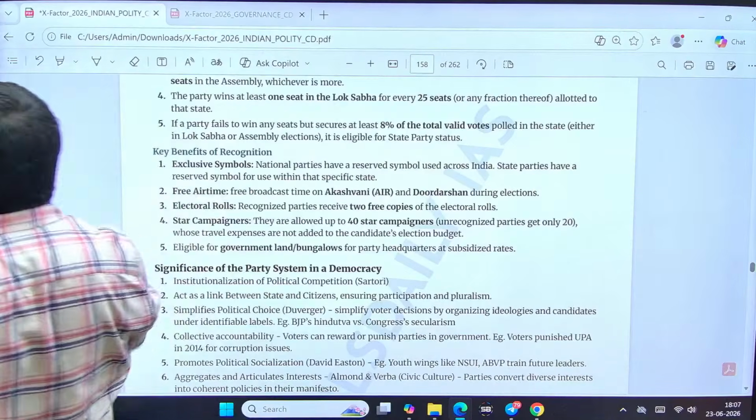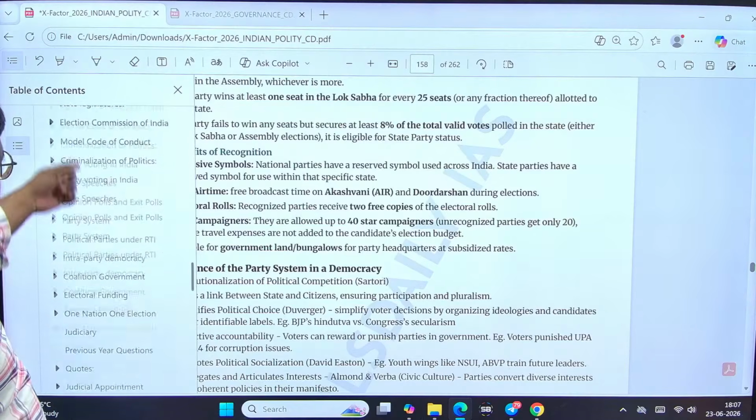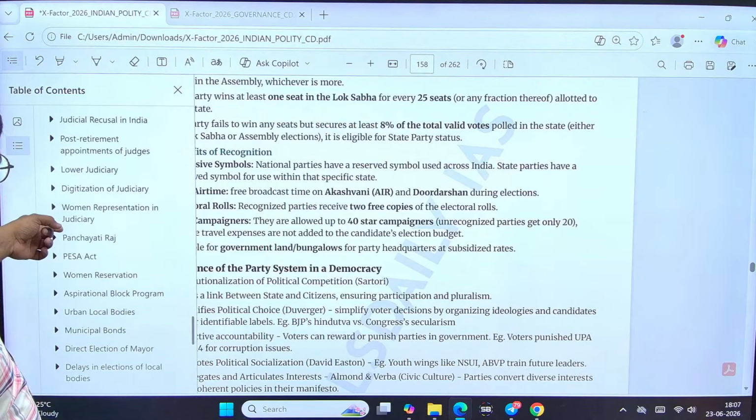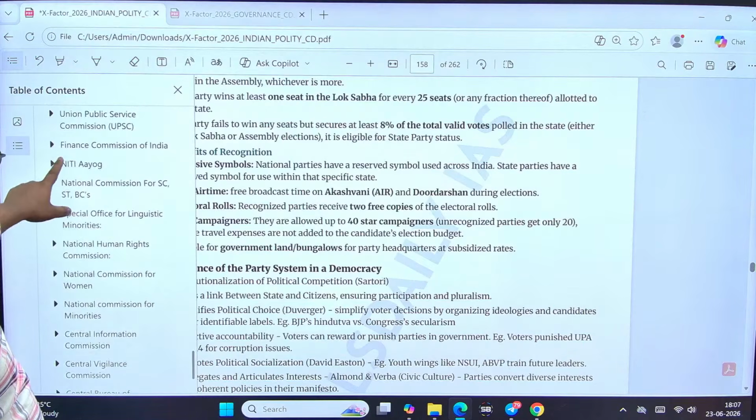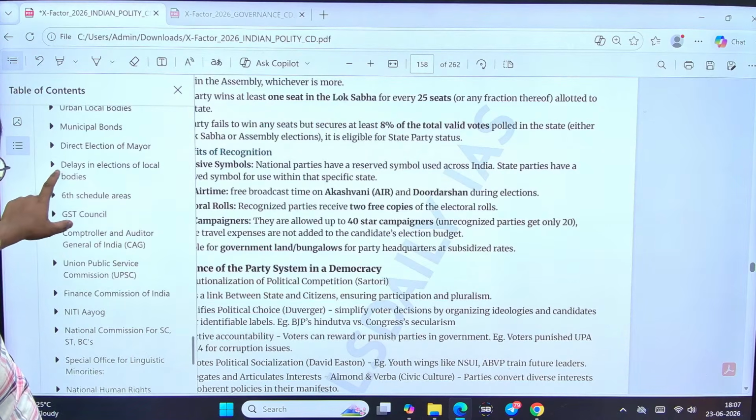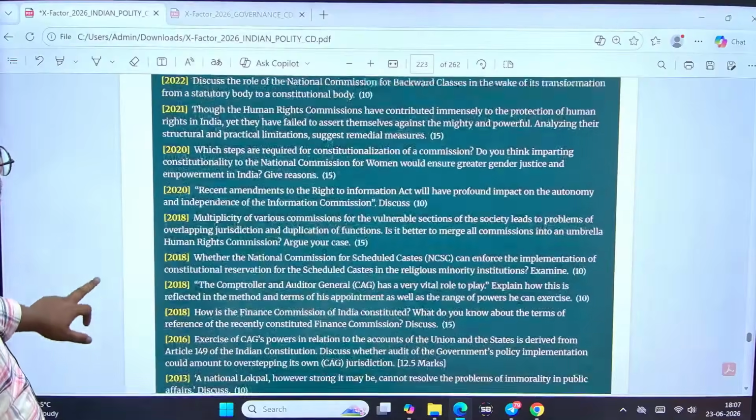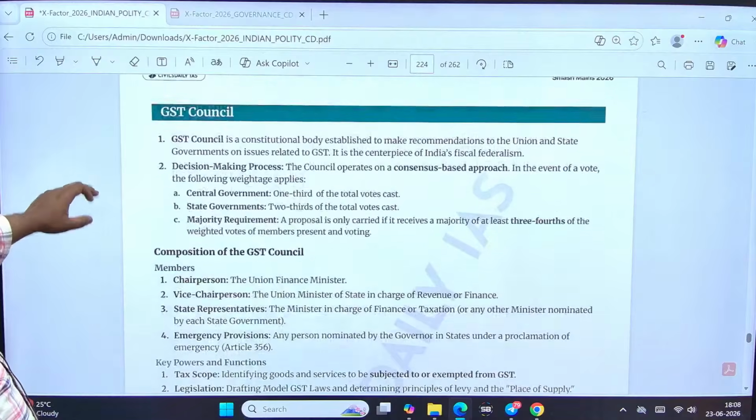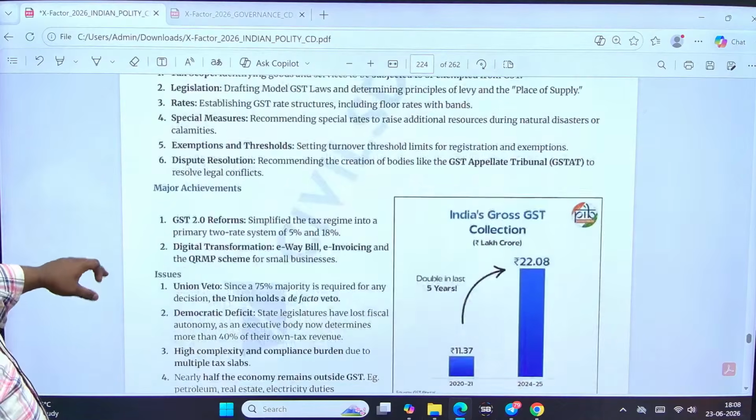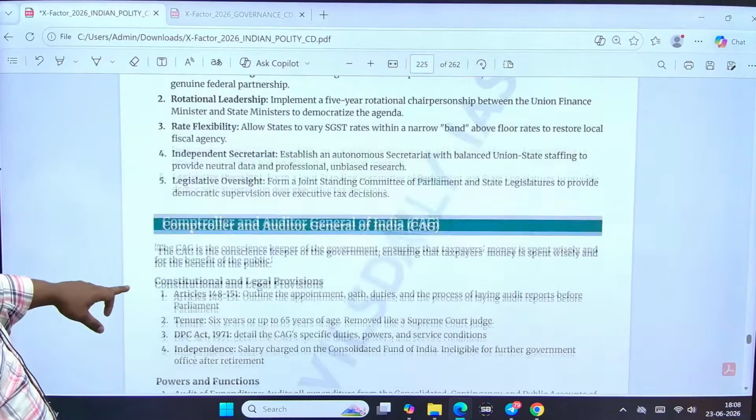And the topics which are generally neglected or for which you generally don't get the notes, ठीक है, are the constitutional bodies. ठीक है. So this is your constitutional body. Every year you have one question. So each and every constitutional body we have given you 1-pager notes. So GST Council composition, major achievements, again data, उसके related issues, way forward, खत्म.